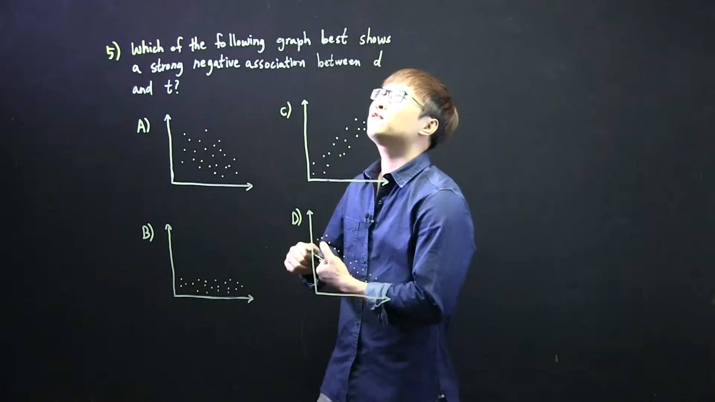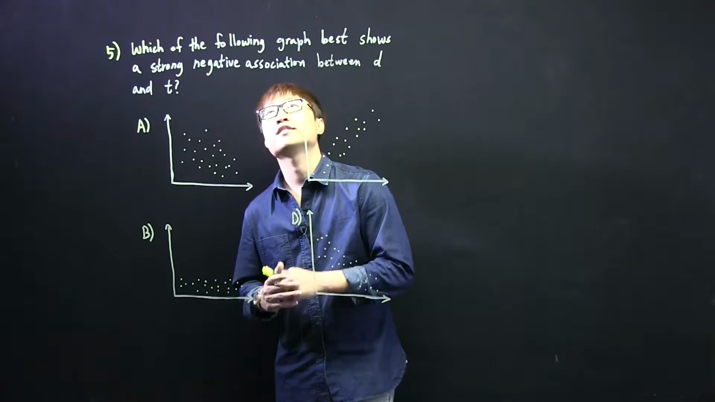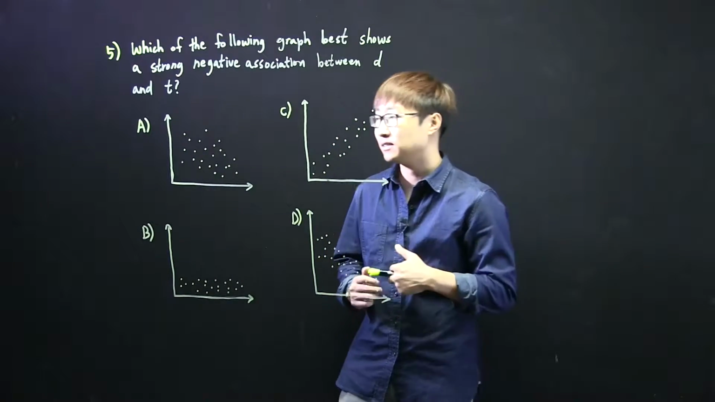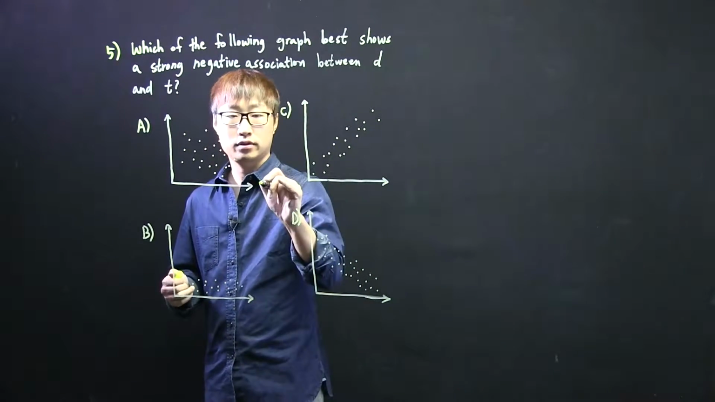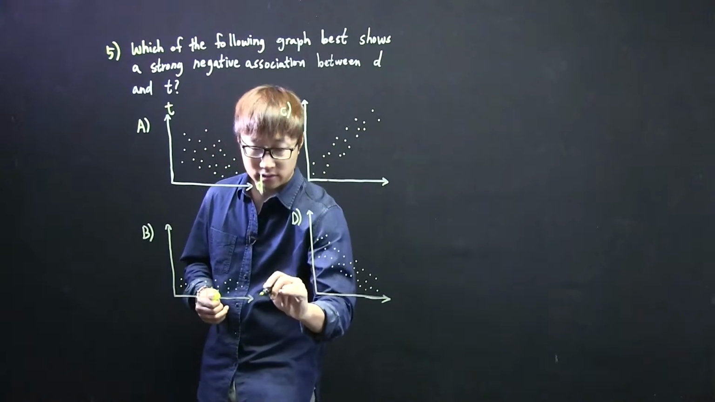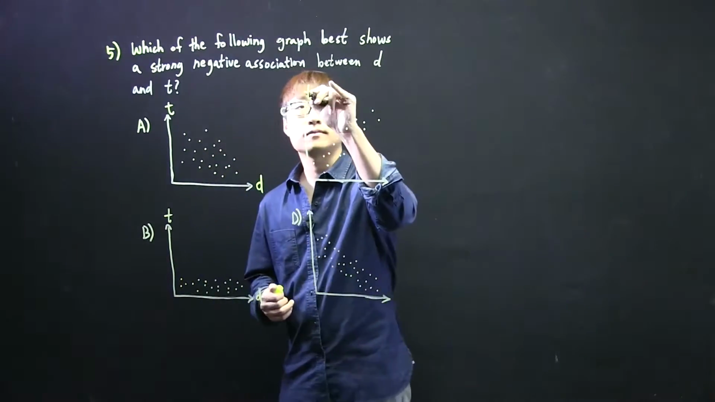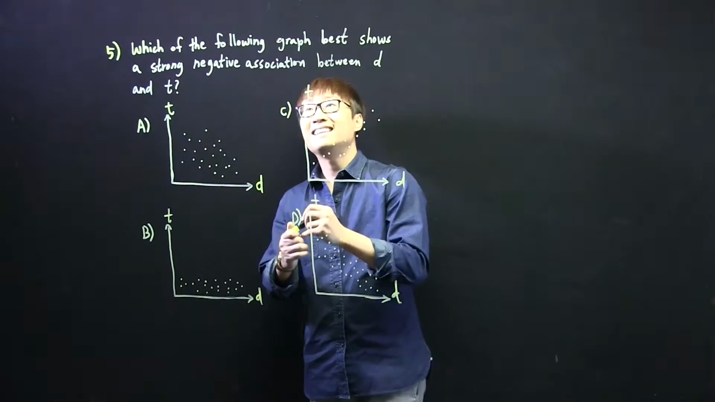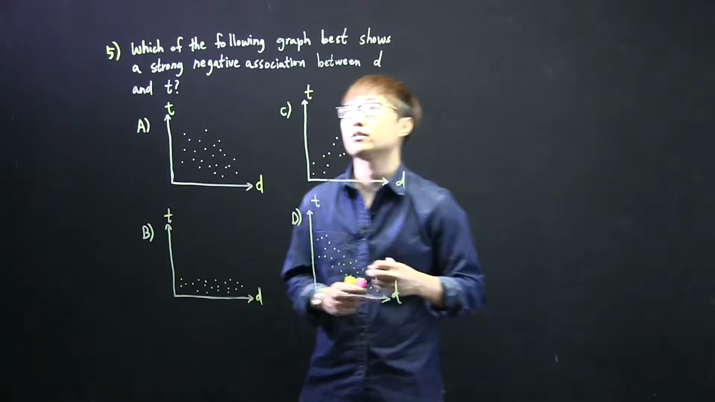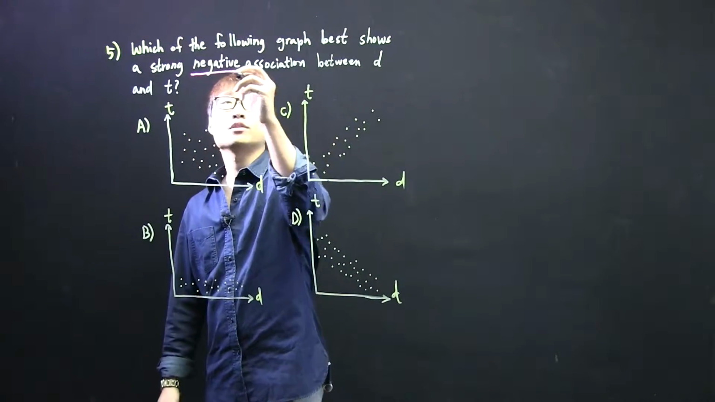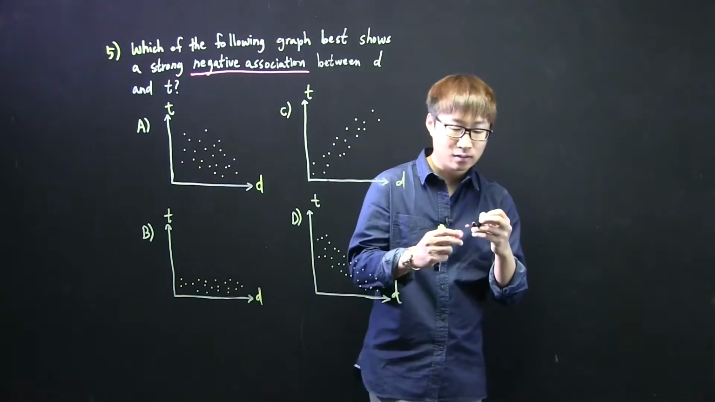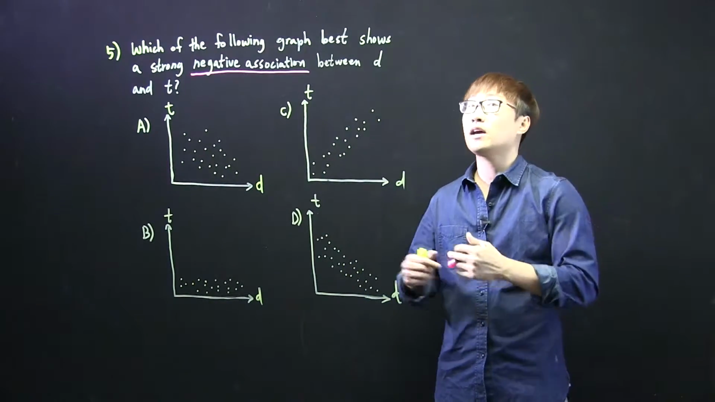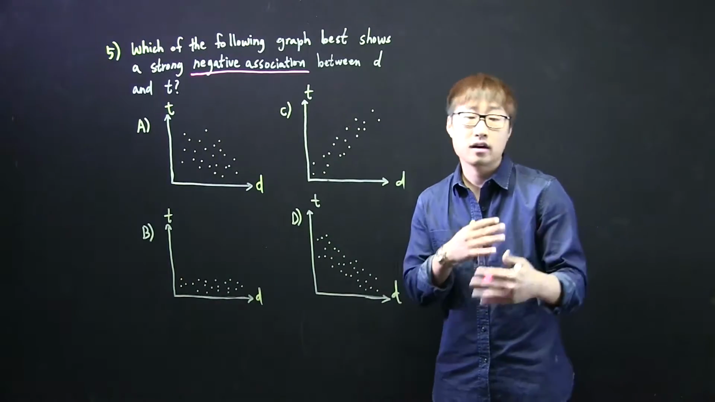Number 5, which of the following graph best shows a strong negative association between D and T? Right. So let me label these axes, D and T. So we're looking for a strong negative correlation, right? Negative association, right? What does that mean? Negative association, aka they are negative of each other, aka they are opposite.